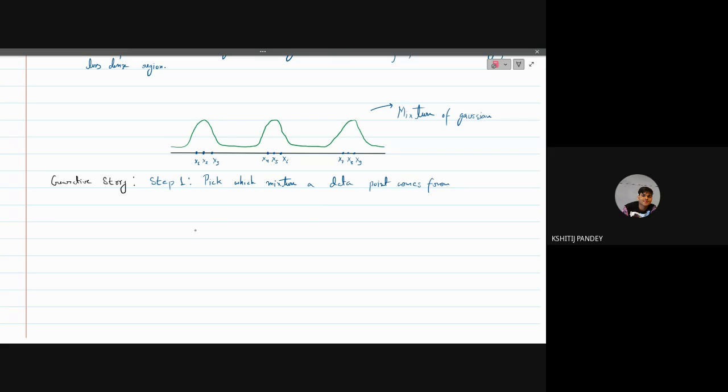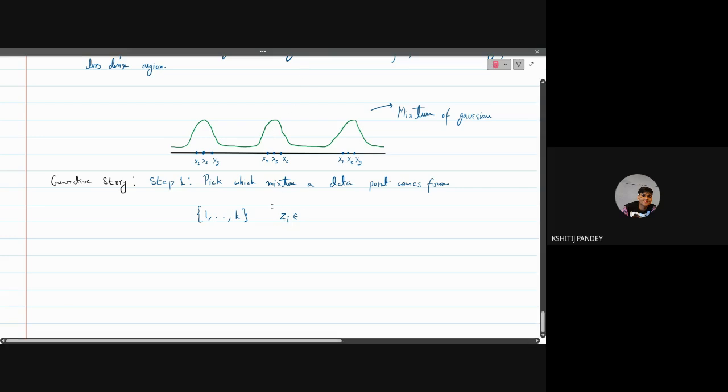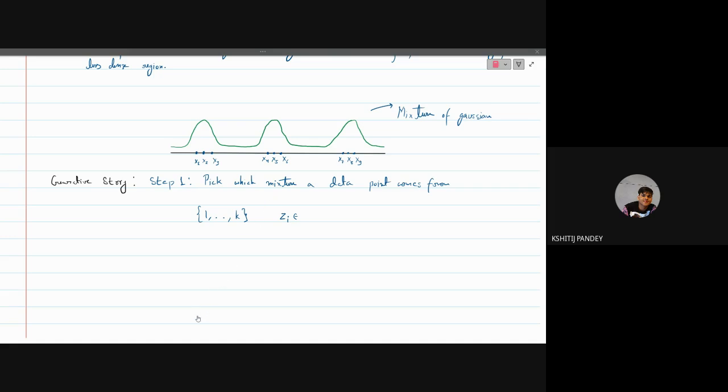For this, let's say you have k mixtures. From 1 to k, you have mixtures, and mixture indicators you have z_i. So for point x1, if z1 is equal to 1, that means the point comes from mixture 1.